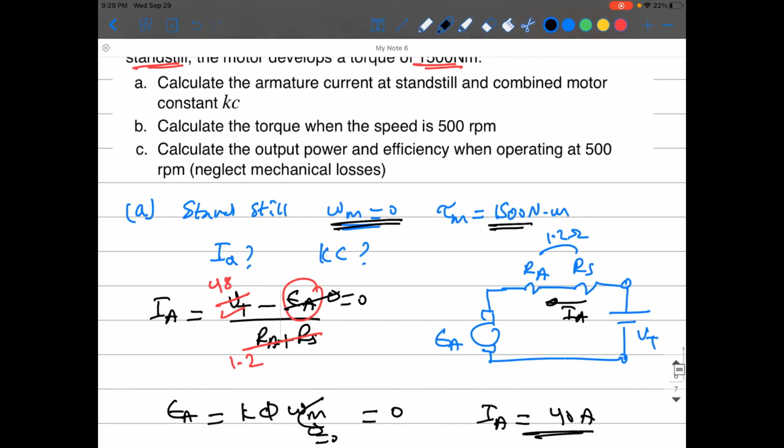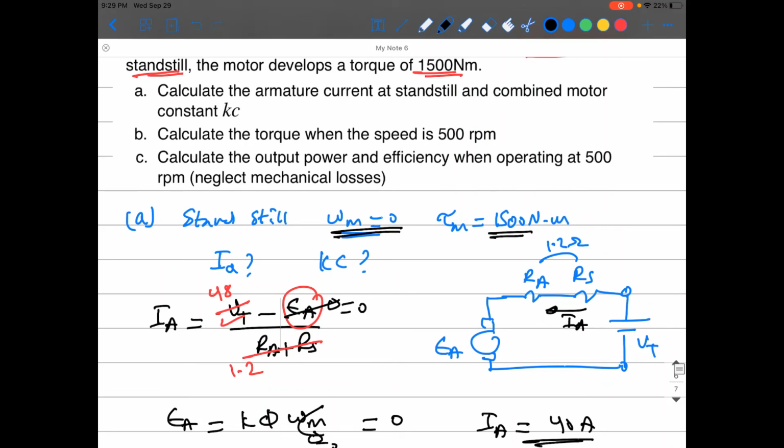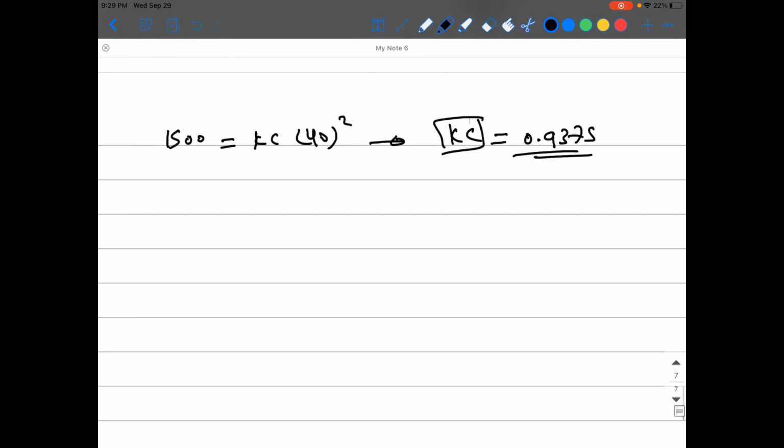Fine. Part B, calculate the torque when the speed is 500 RPM. Now we need to find the torque, and he's giving you the speed. That's a very important thing to alert in your mind. He wants the torque and is giving you the speed. That means you can directly use the torque-speed relationship we just derived at the end of the lecture. So go back to the series motor and find the torque-speed relationship directly.